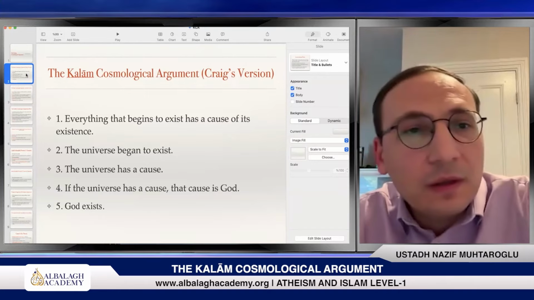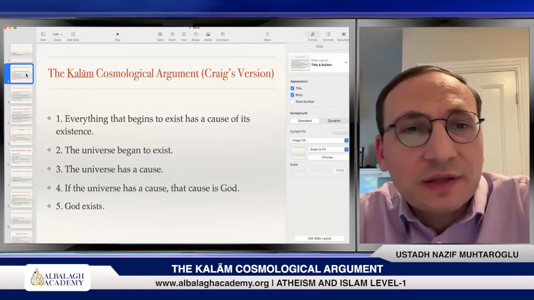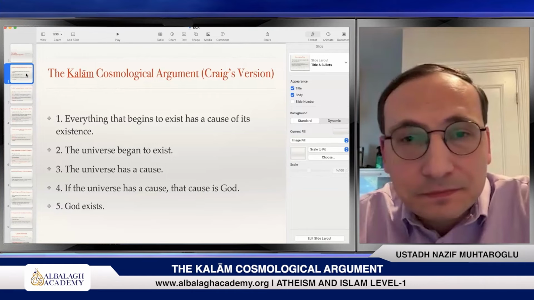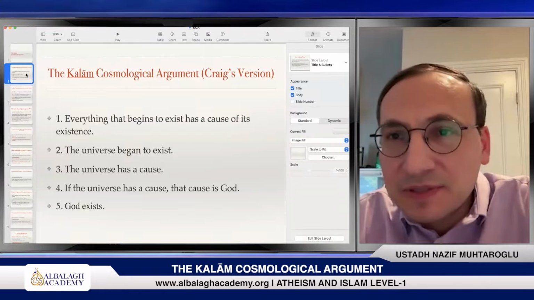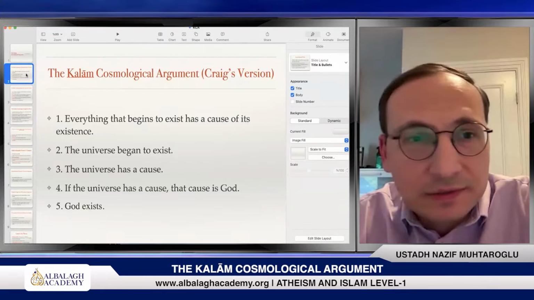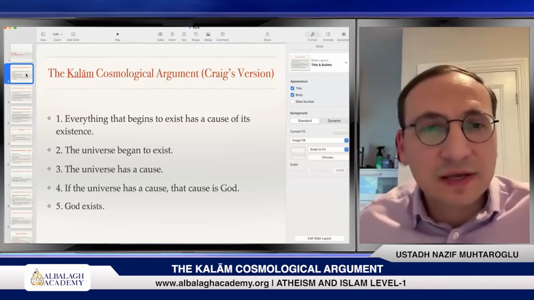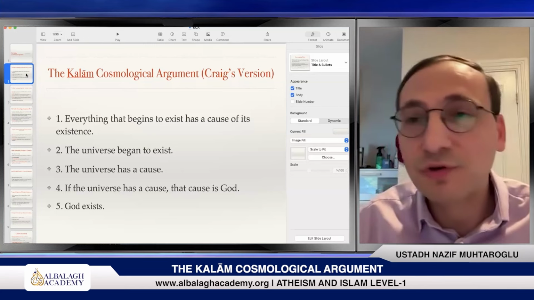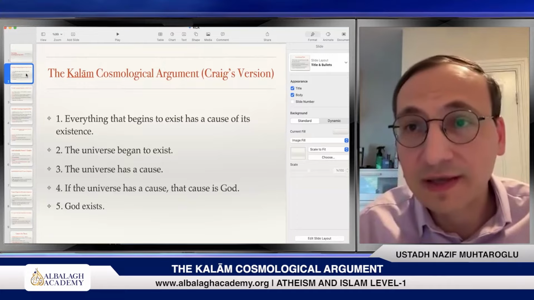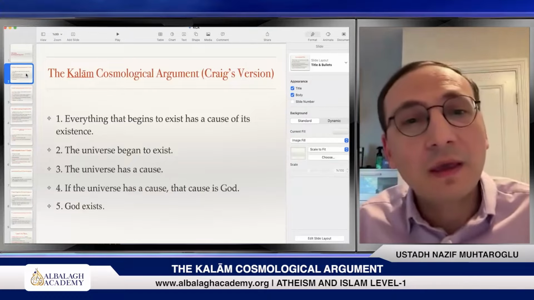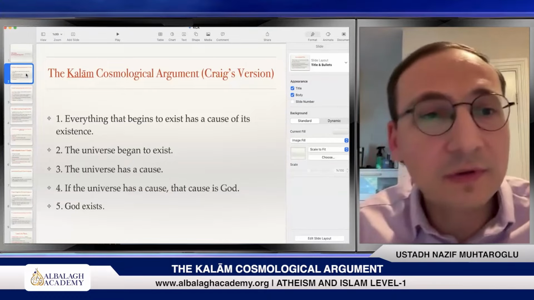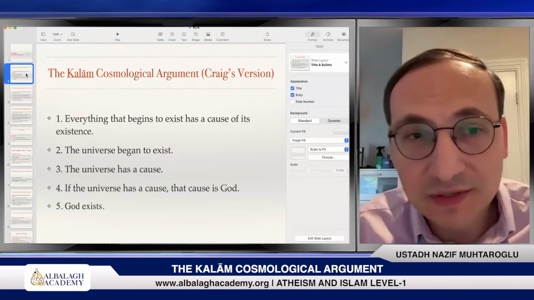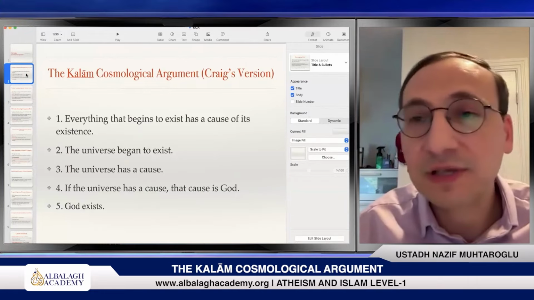lecture. The first premise states everything that begins to exist has a cause of its existence. This is basically the principle of causality stated here. The second premise says the universe began to exist. That means the universe is not eternal, it has a beginning. And the third statement is the conclusion that's derived from the first 2 premises, which is that the universe has a cause.